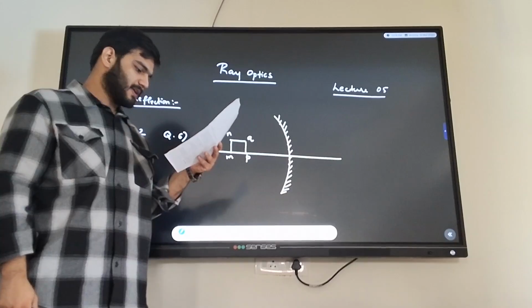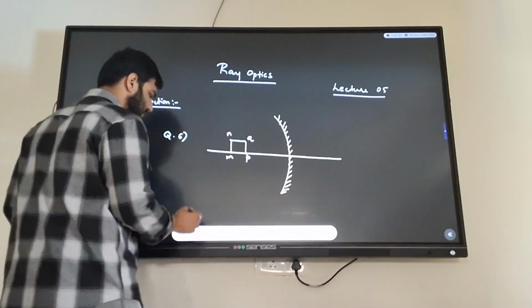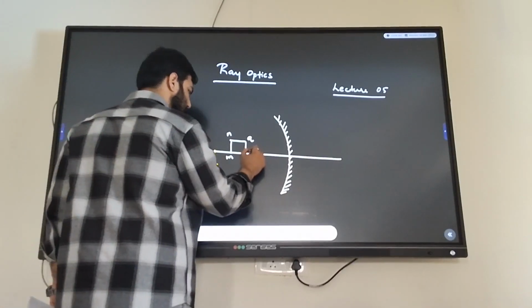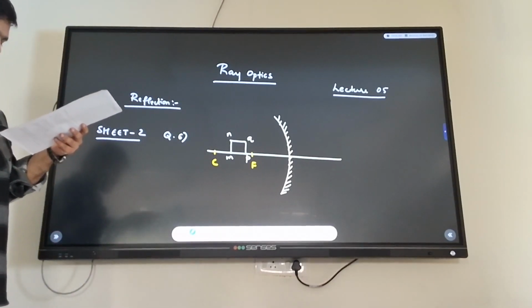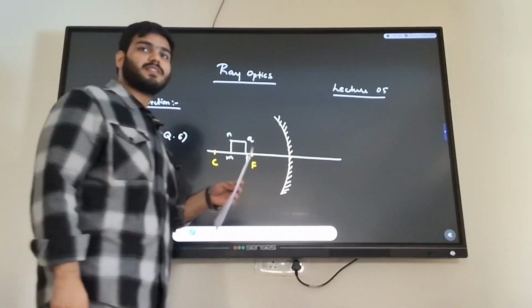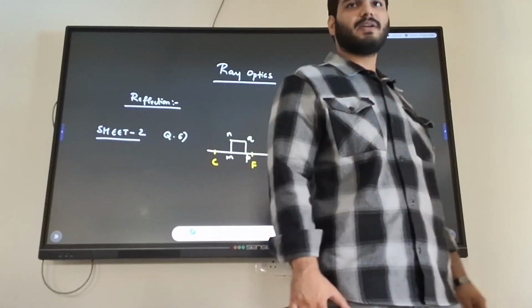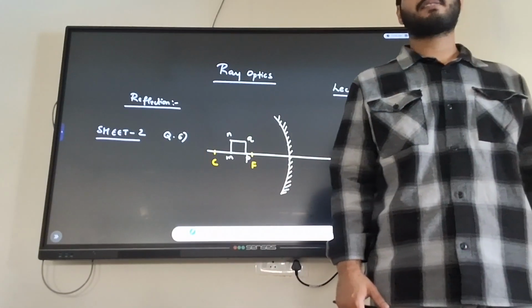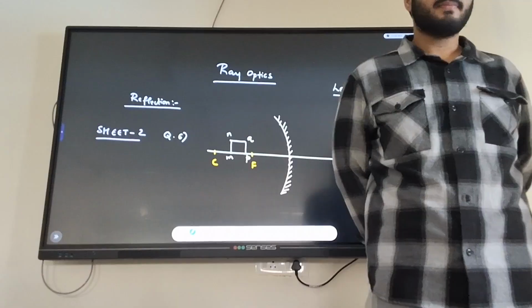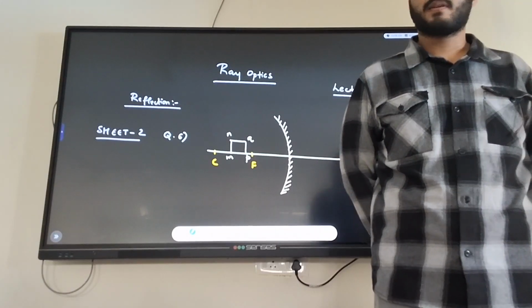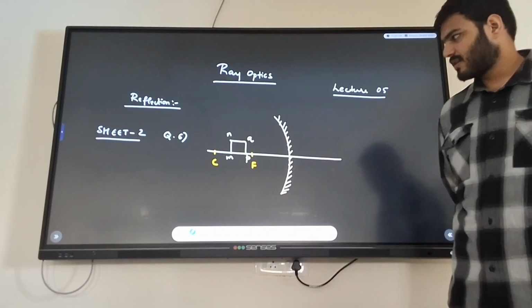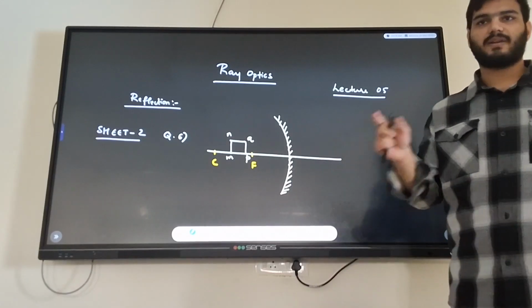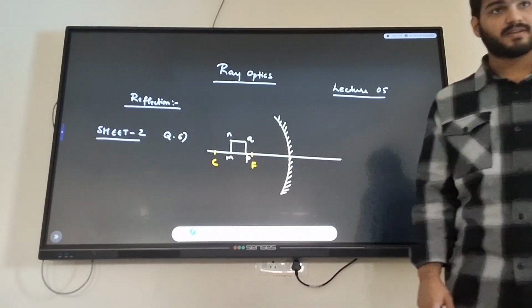A square is kept between F and C. Somewhere here is C, somewhere here is F. And now you have to find the image. What should the image be like? Let me give you 2 minutes or maybe 3 minutes and then I will start. It will be enlarged beyond C. Okay, but give a ray diagram and then form an image and then tell me.